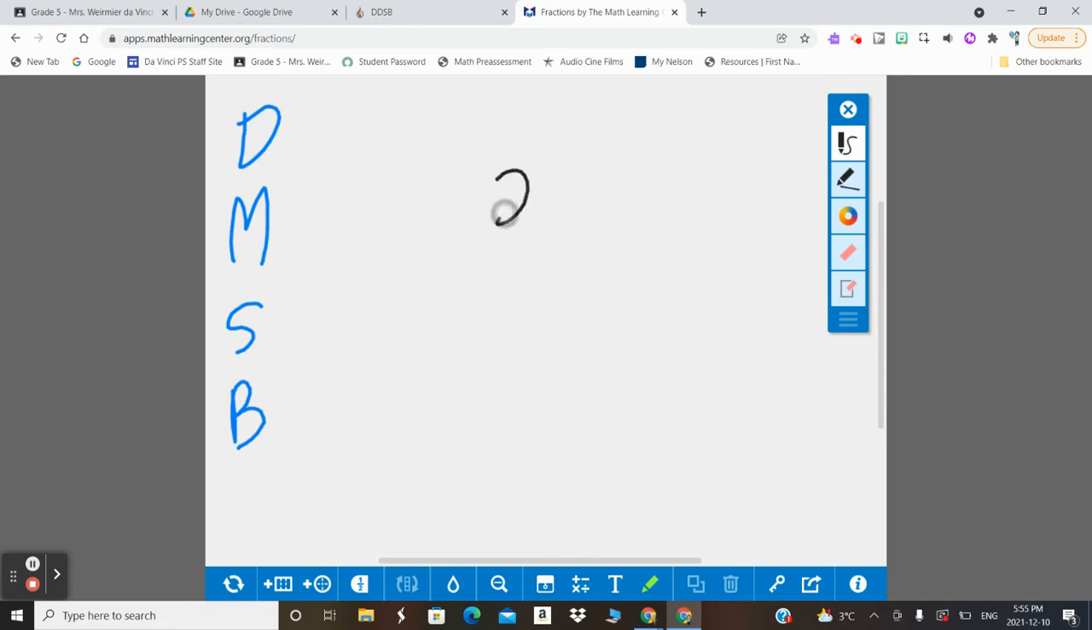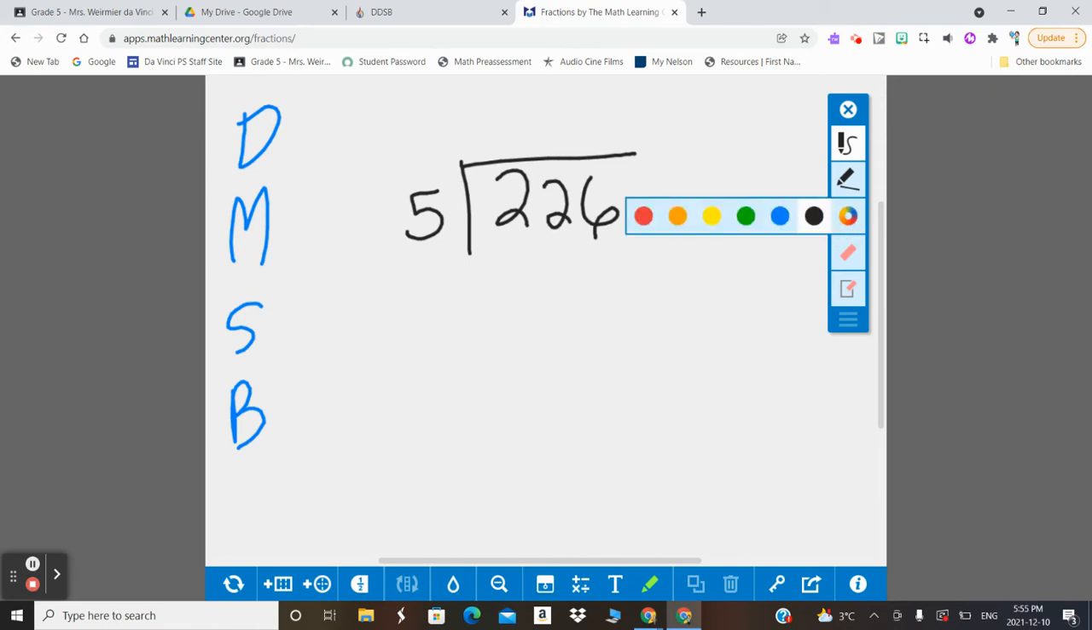So we're going to do 226 divided by 5. So my first step, and I'll try to color code this, is I have to ask myself, how many groups of 5 go into 2? Well, if I only have 2, I can't fit 5 into 2. So the answer would be 0. So that's my first divide.